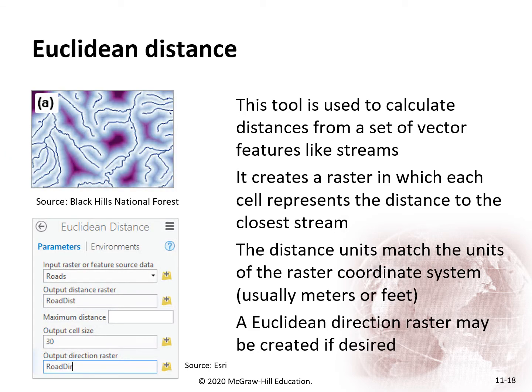Euclidean distance calculates the distance from a set of vector features like streams. It gives you this new raster where every cell in the raster identifies how far am I from the other feature in the other data set. And that's pretty much just that.